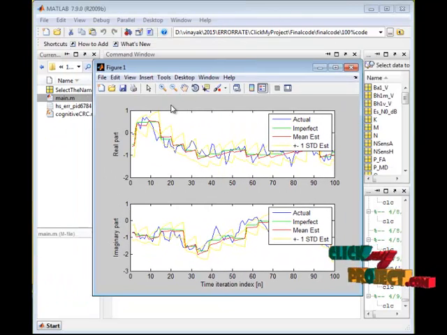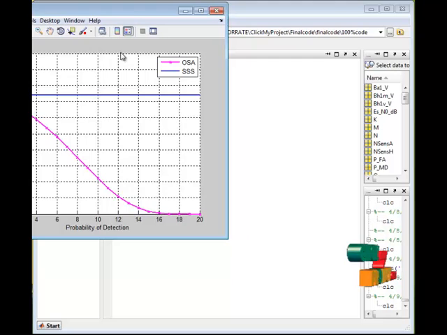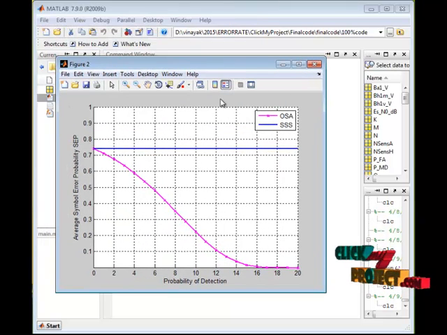Figure 1 shows the actual and imperfect mean estimation of the real part and imaginary part of the error rate performance, and figure 2 shows the comparative analysis of opportunistic spectrum access and sensing based spectrum access of average symbol error probability with the probability of detection. The probability of detection returns the false alarm status when the channel is busy.